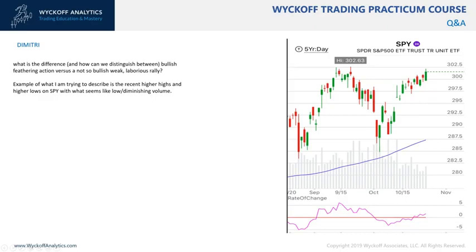Okay, this question comes from Dimitri. What is the difference and how can we distinguish between bullish feathering action versus a not so bullish weak laborious rally? Example of what I'm trying to describe is the recent higher highs and higher lows on S&P with what seems like low diminishing volume.